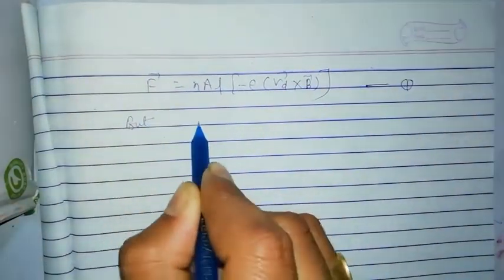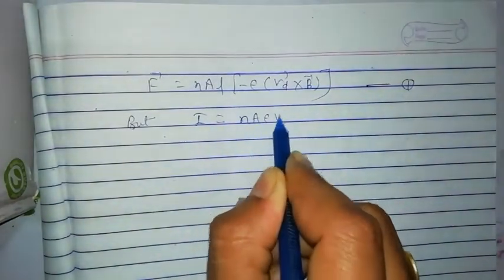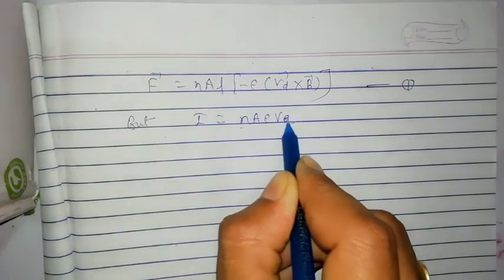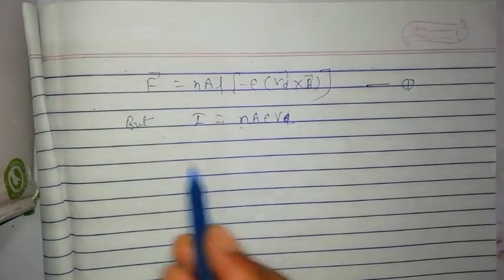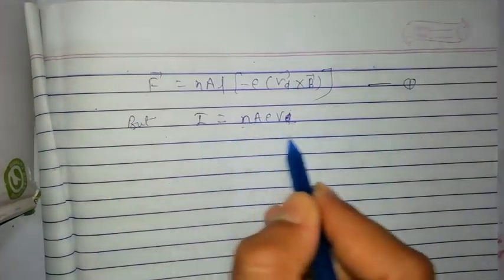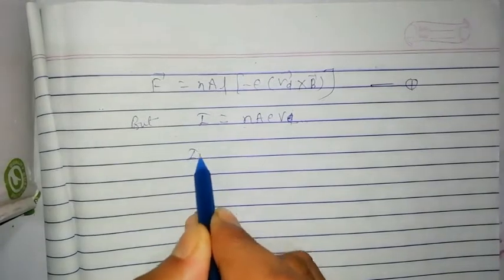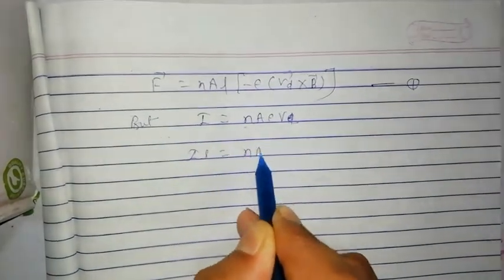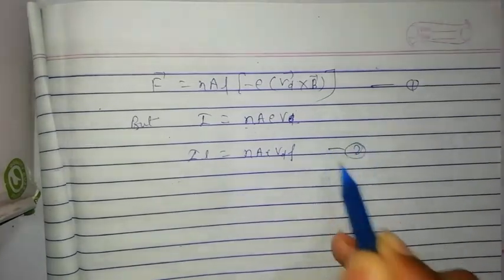But we know that current I is equal to n A e Vd. We have studied this in previous chapters. Then multiplying by l on both sides, I l is equal to n A e Vd l. It is equation number 2.